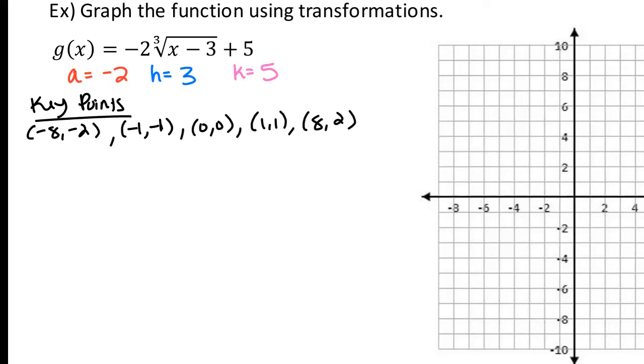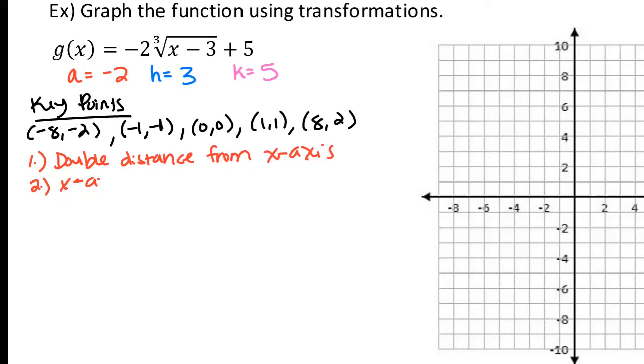My A value is negative this time, so remember, what does the negative tell you to do to the graph? A reflection. And then the 2, is that a stretch or a compression? A stretch because it's bigger than 1, right? So first, you want to stretch it by 2. Stretching by 2 basically means double the distance from the x-axis. And then you want to do the reflection. So step 2 is the x-axis reflection.